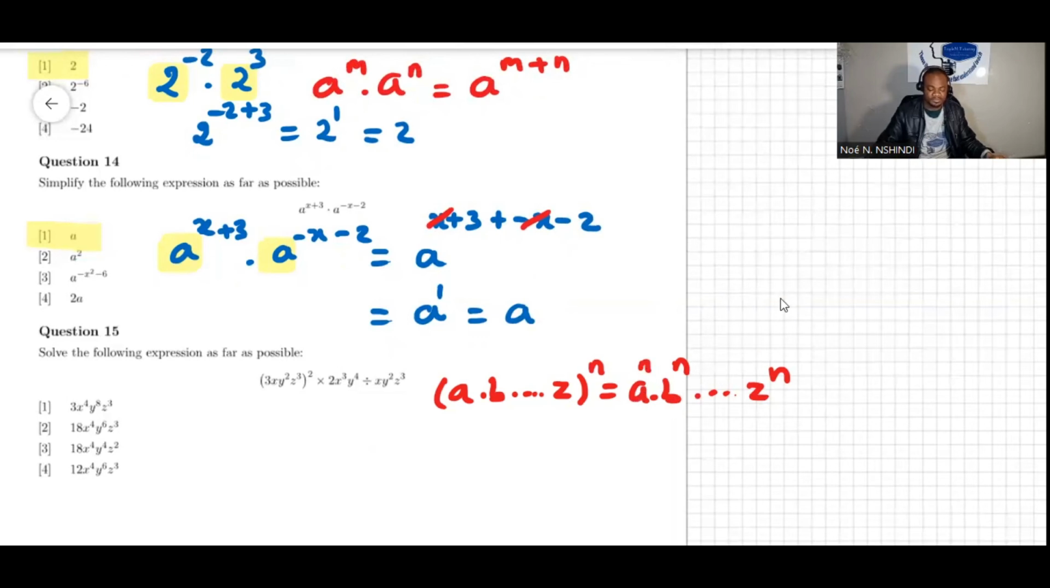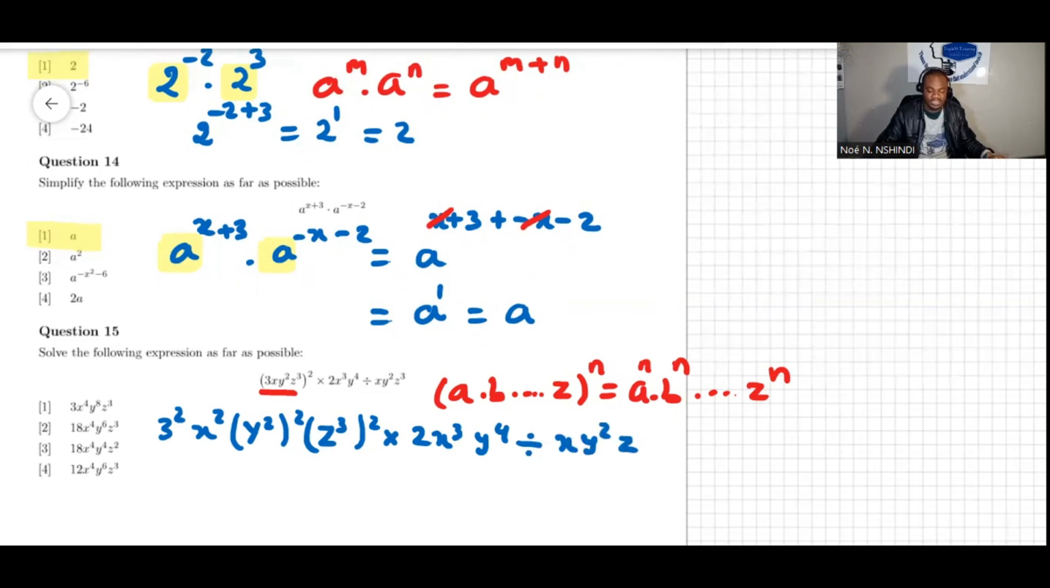Now in this situation, we will write it like 3 to the power of 2, x to the power of 2, y was squared, it was already y squared, now this also to the power of 2, and then z was cubed, and it is also to the power of 2, like everything within the bracket, and then times 2x to the power of 3, y to the power of 4 divided by x y squared z cubed.